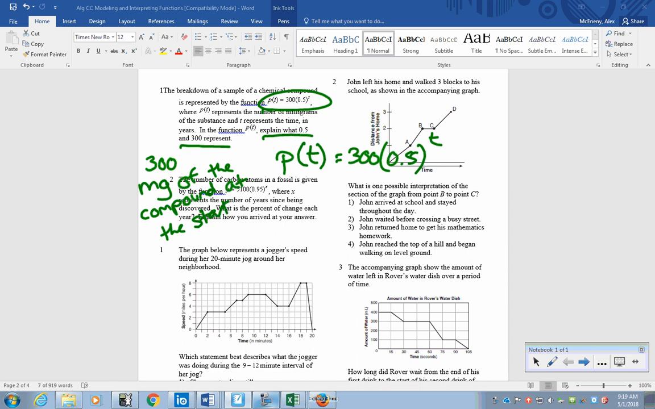And then with exponential functions, they talk about a rate of change. In this case, it's not a constant rate of change, but the change is based on a percentage. So this 0.5 right here tells us two things. First off, it's losing amount because it's less than 1. So in this case, this would be exponential decay.